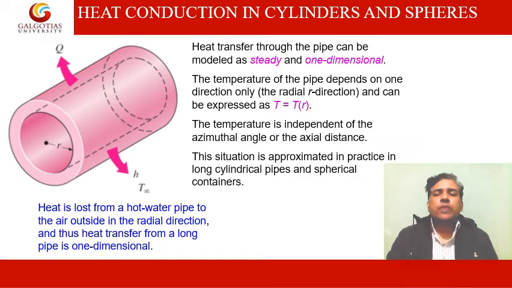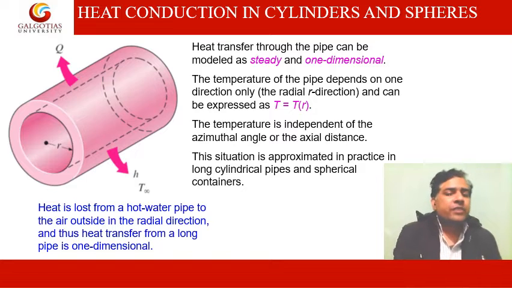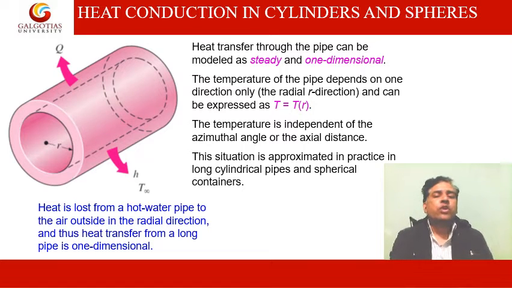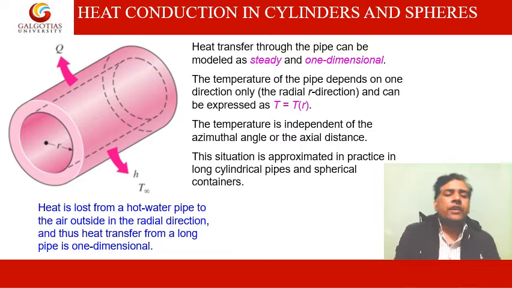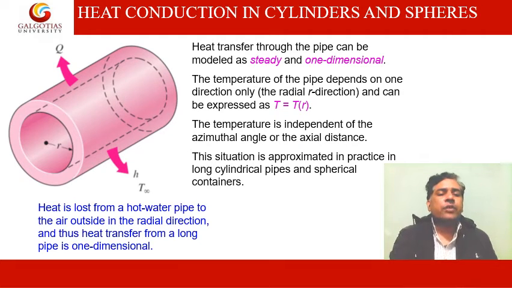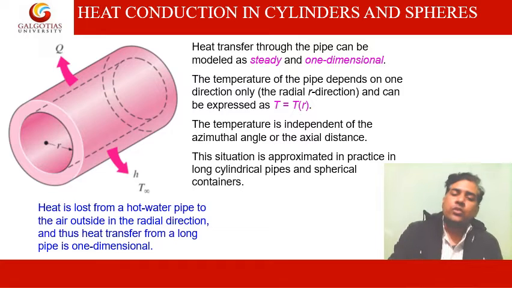Heat conduction through the pipes can be modeled as steady and one dimensional. The temperature of the pipe depends on one direction only, the radial direction, and can be expressed as T equal to T(r). Temperature is independent of the azimuthal angle or the axial distance. This situation is approximated in practice in long cylinder pipes and spherical pipes. As we can see in this figure, heat is lost from the hot water pipe to the air outside in the radial direction, and thus heat transfer from a long pipe is one dimensional only.